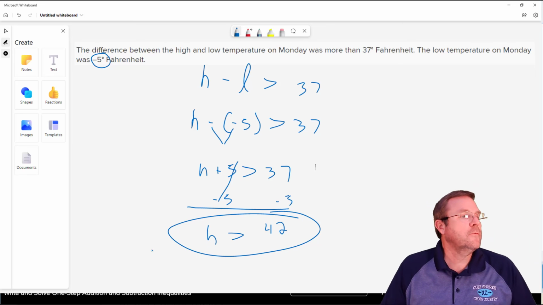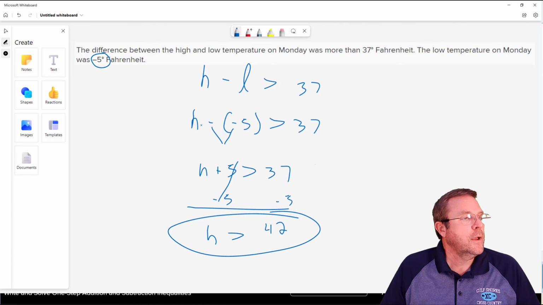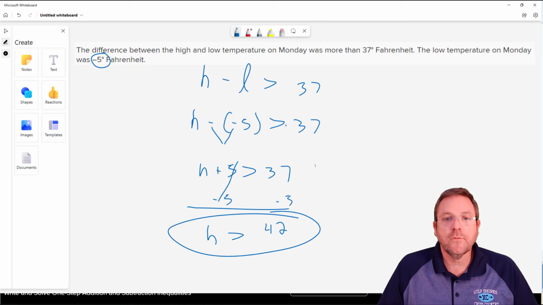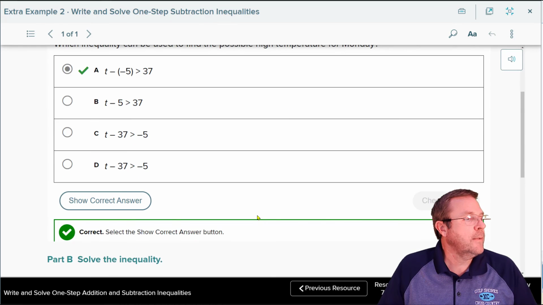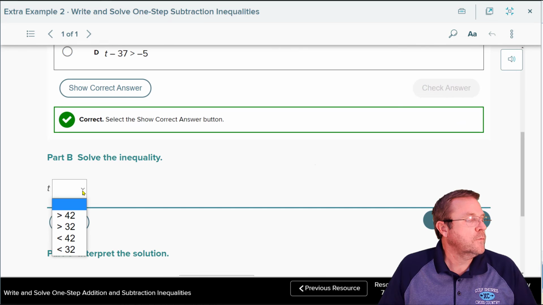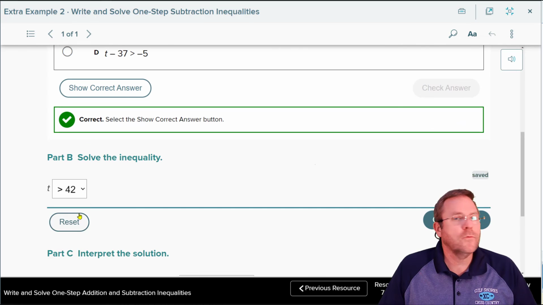So first I need to find something that says the high minus the -5 is greater than 37. So I got the temperature minus -5 is greater than 37. That's going to be A. But check that. That checked. And then the answer came out to be, I believe, greater than 42, right? Yep, H is greater than 42. They have T. That works.